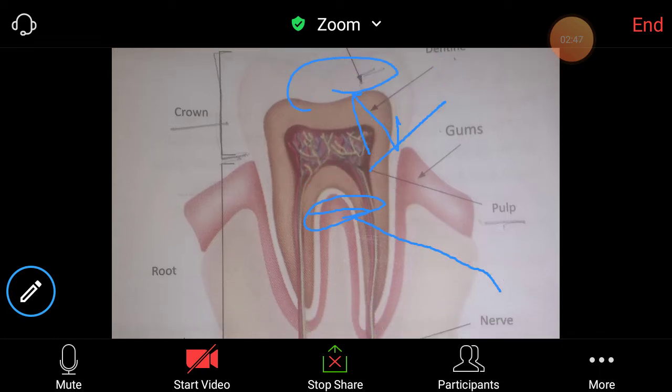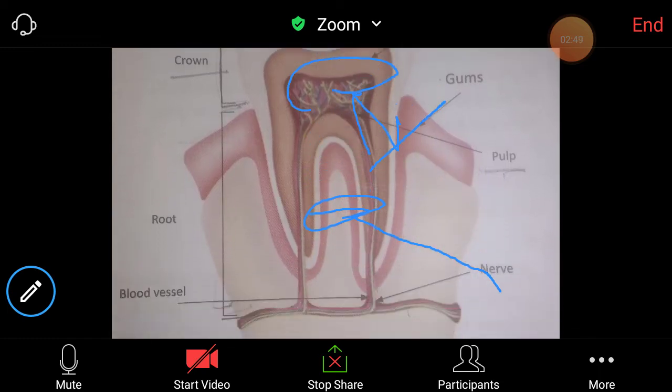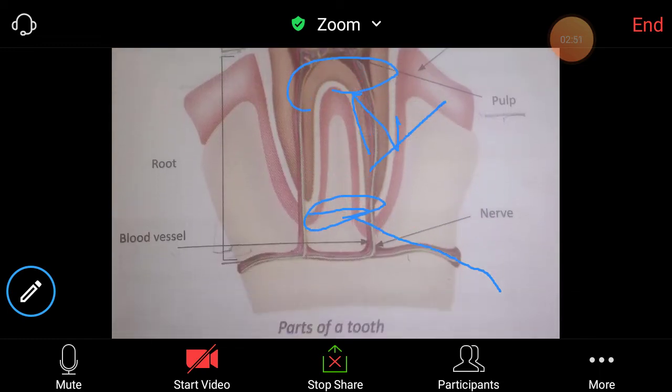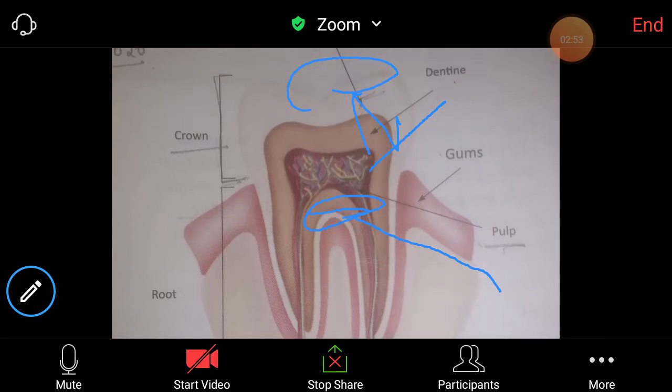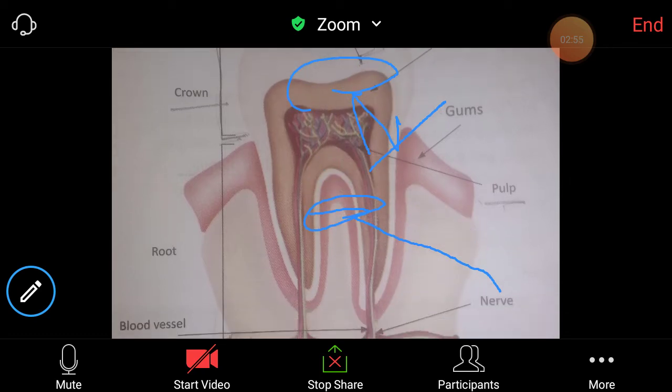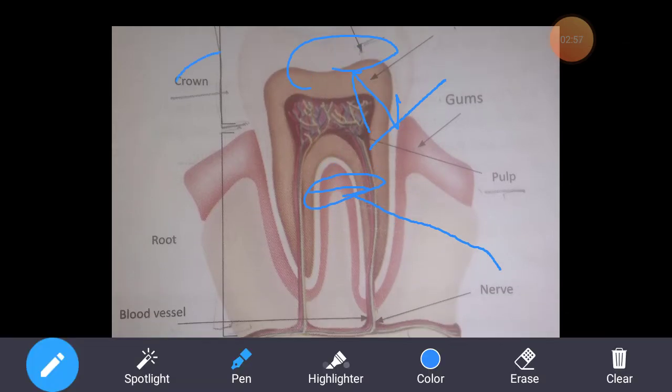Now, first what we have to do, there are mainly 2 parts of a tooth. First we see it. First is the crown and second one is the root. Crown, it is the uppermost part, and root, it is the lowest part. The crown contains the enamel and dentine, and below all the parts they come in the root.